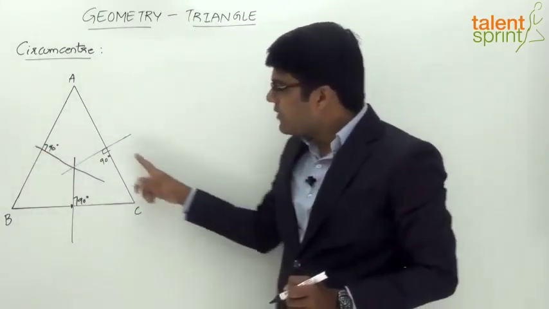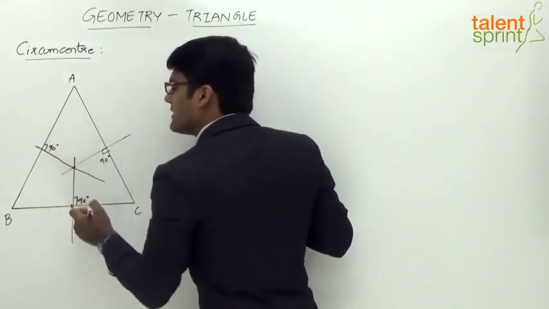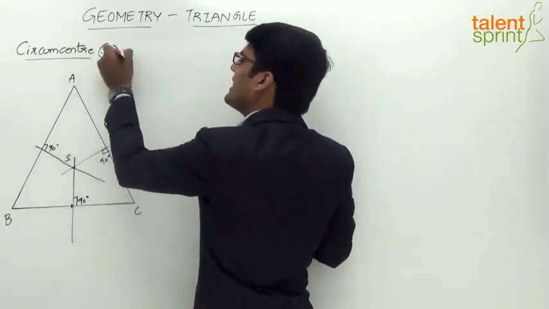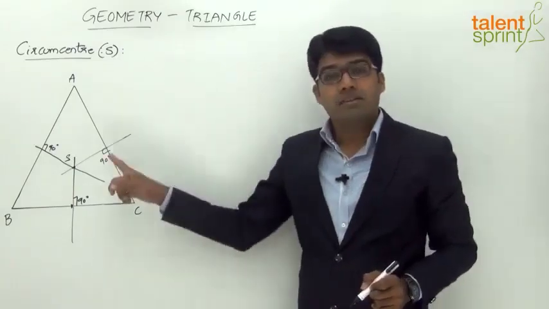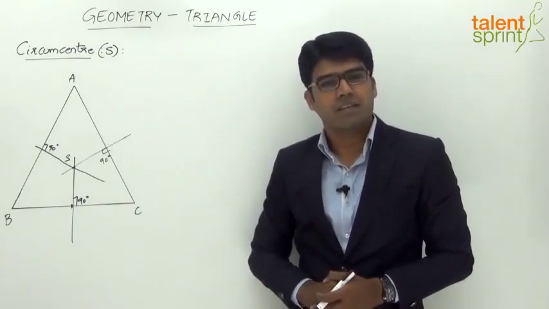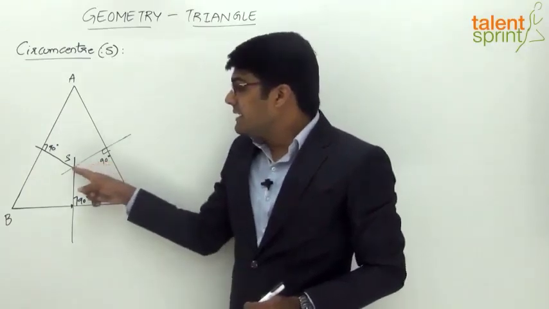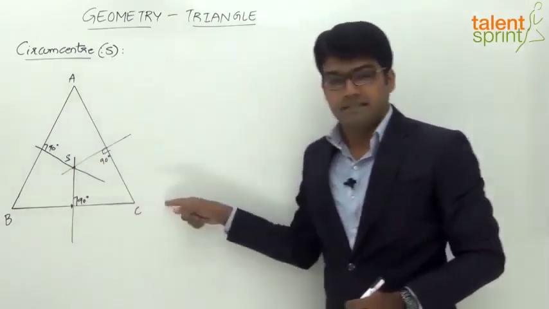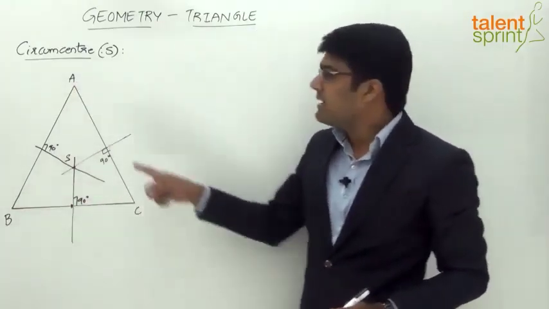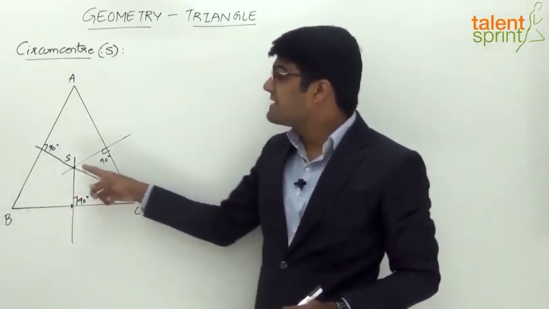Right, so you see here that all the three perpendicular bisectors meet at a common point, which is the circumcenter of the triangle. Circumcenter is generally denoted by S, right? So circumcenter S of the triangle is the point of intersection of all the three perpendicular bisectors for the sides of the triangle. Now the interesting fact about circumcenter here is that the circumcenter is equidistant from all the three vertices. The circumcenter S is equidistant from A, B and C, which means the distance from A to S is equal to the distance from B to S is equal to the distance from C to S.